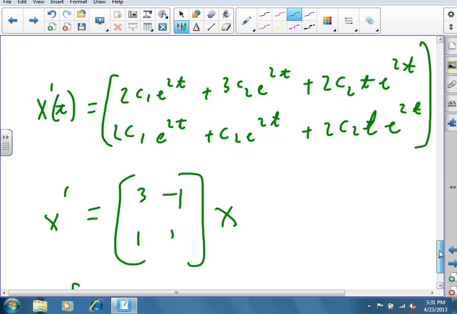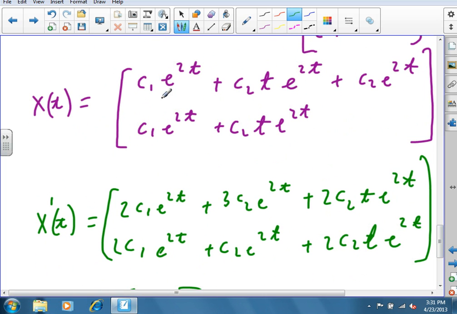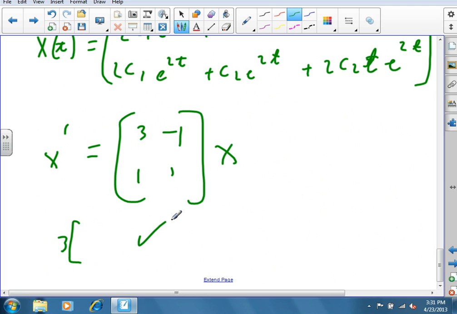And then I've got 1 of the top guy and 1 of the bottom guy. So if I take 1 of the bottom guy, I get that. 1 of each of those, I get that. So my work checks. I know it's hard to believe, but it works. Okay.